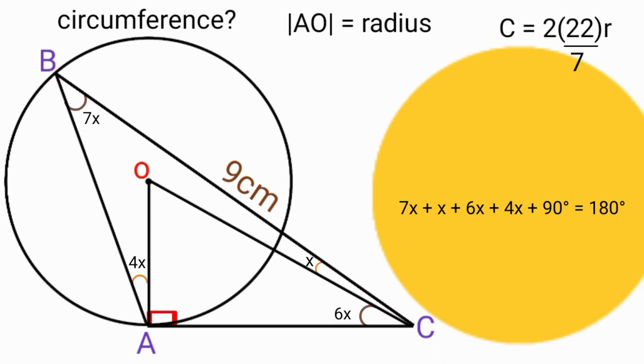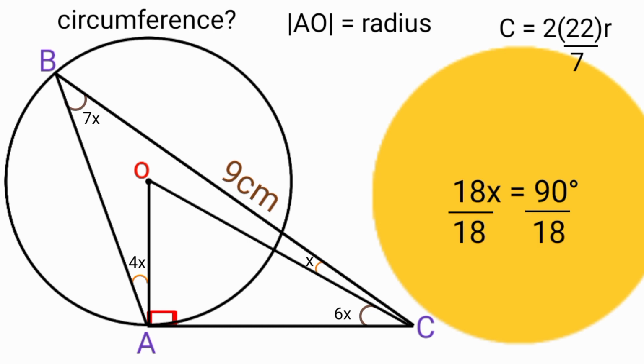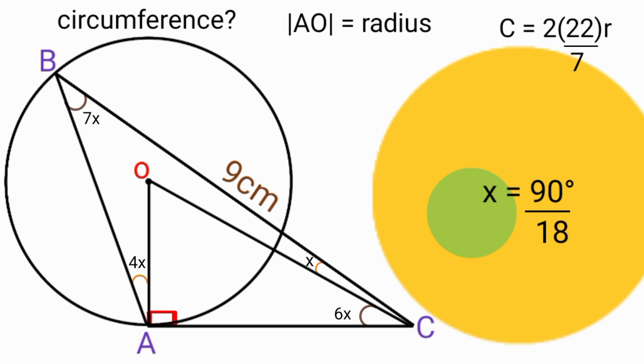7x plus x plus 6x plus 4x equals 18x. So 18x plus 90 equal to 180. If we subtract 90 degrees from both sides, 18x equal to 180 minus 90, which equals 90 degrees. So 18x equal to 90. Dividing both sides by 18, 18x over 18 equal to 90 over 18. Here 18 cancels 18, and here 90 over 18 is 5. So x equal to 5.